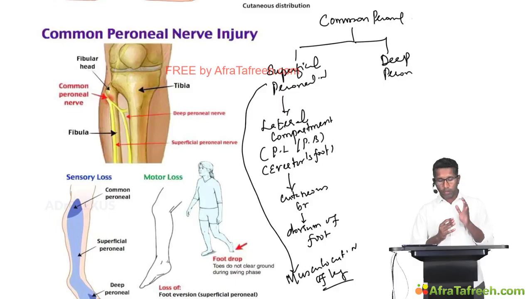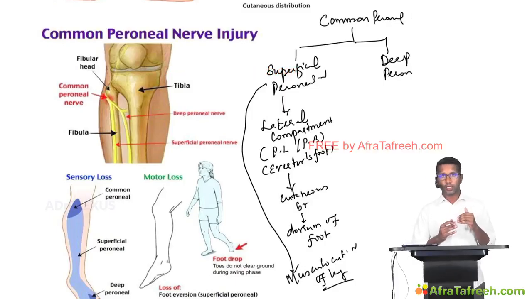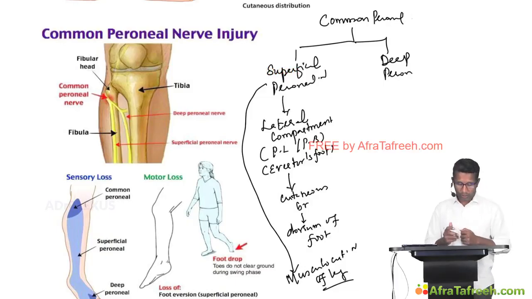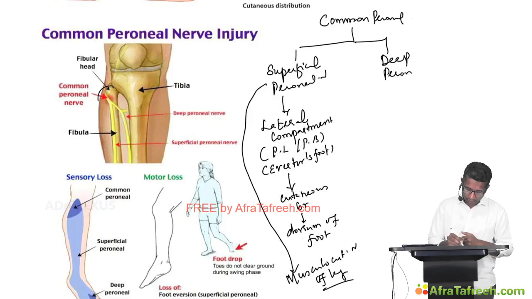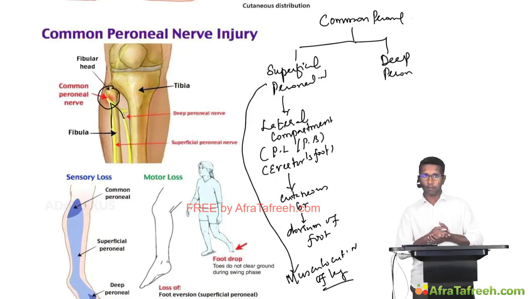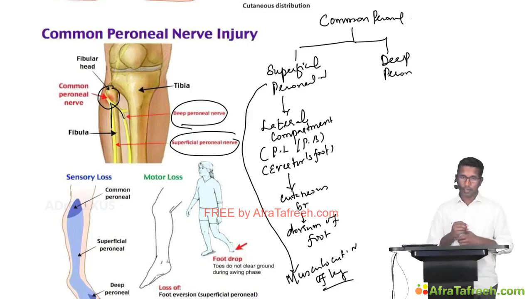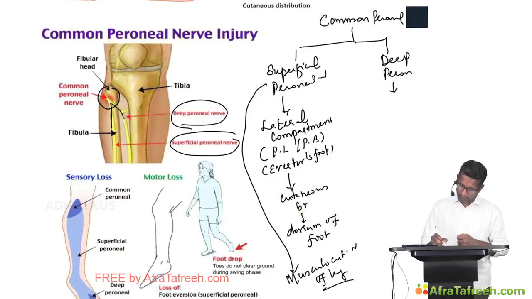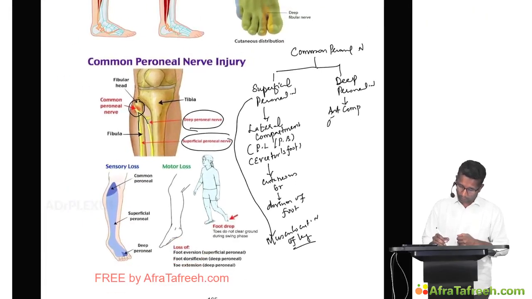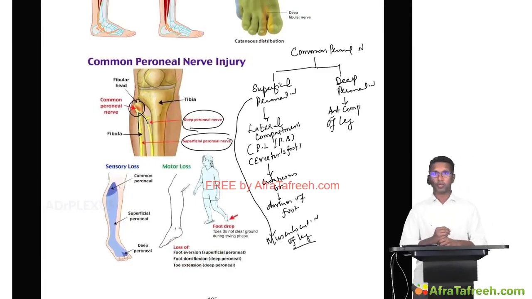Okay guys, clear? So the common peroneal nerve divides into two branches. Where does it divide? At the neck of the fibula. You can see it in the picture. The common peroneal nerve winds around the neck of the fibula and divides into two branches: one is the superficial peroneal nerve to the lateral compartment, and another is the deep peroneal nerve to the anterior compartment of the leg. So the deep peroneal nerve supplies the anterior compartment of the leg.